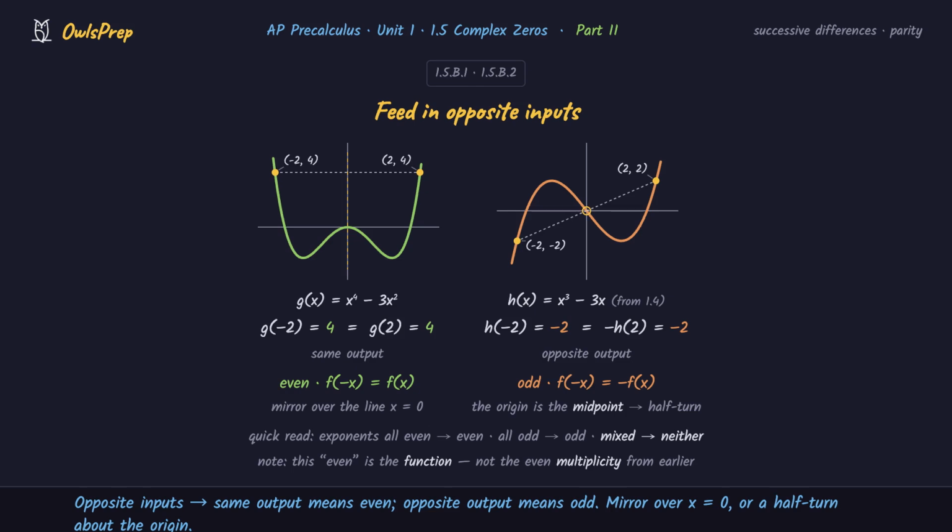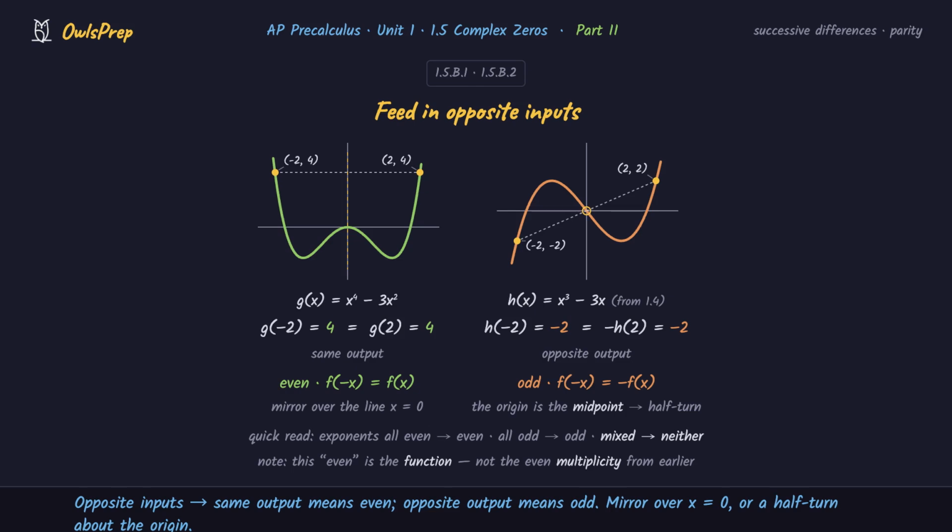The first one is an even function, f of negative x equals f of x. On the graph, the 2 points sit at exactly the same height, so the curve is a mirror image across the vertical line x equals 0. That's the dashed line down the middle.